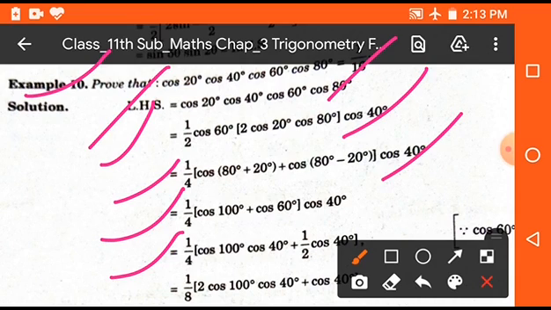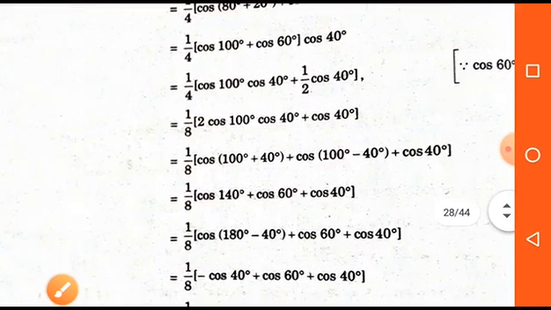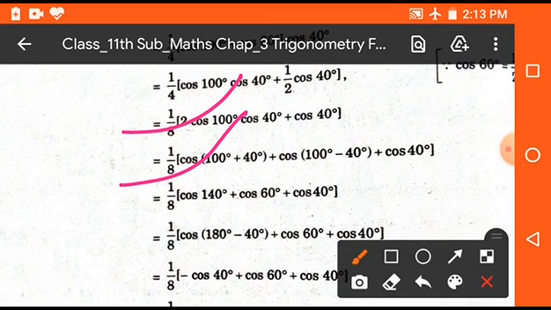Now multiply by cos 40 both terms, we get 1 upon 4 cos 100 into cos 40 plus 1 upon 2 into cos 40, because cos 60 is 1 upon 2. So by putting the values, we get 1 upon 8, in bracket cos 180 plus 40 plus cos 180 minus 40, plus cos 40 degree. So it becomes 1 upon 8, in bracket cos 140 plus cos 60 plus cos 40. We can write 140 like 180 minus 40 degree, so cos 180 minus 40 degree plus cos 60 degree plus cos 40. Clear students?